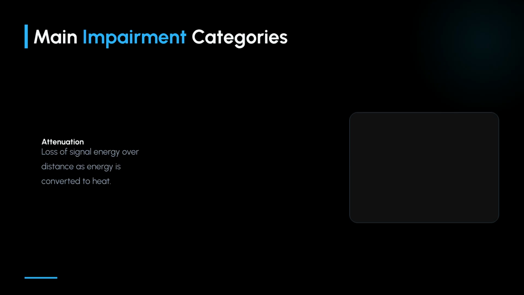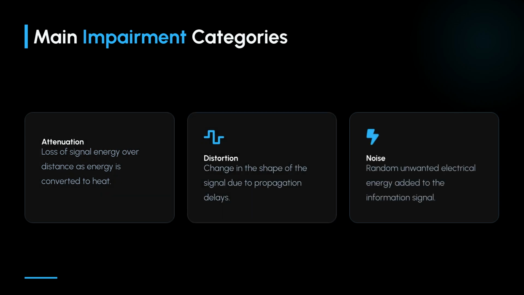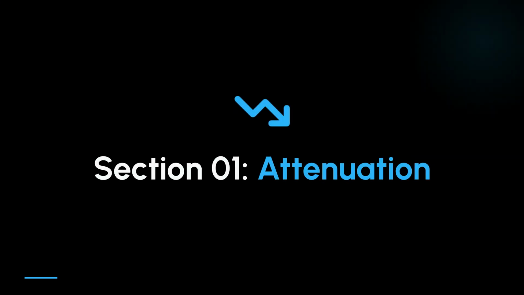The main impairment categories are attenuation, distortion, and noise. Attenuation is the loss of signal energy over distance. Distortion is the change in signal shape. Noise is unwanted electrical energy added to the signal. Section 01 focuses on attenuation, which is the loss of signal strength during transmission through the medium.